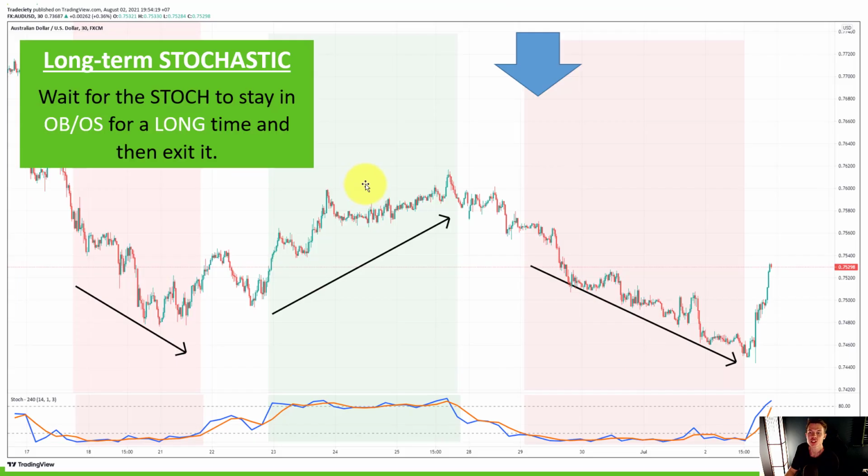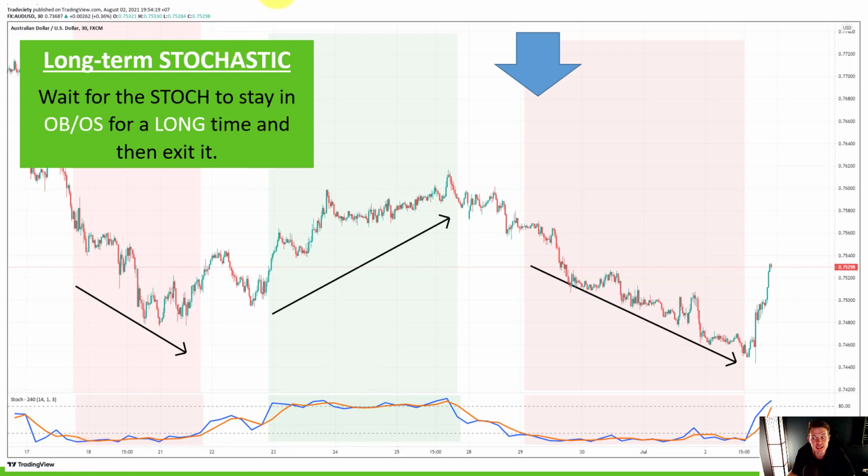The next one, which I really would recommend, but there's a little caveat, is a long-term stochastic. So here I applied the 14, 1, 3 period stochastic. We are on a 30-minute and I applied the 4-hour stochastic. And what you generally want to look for are trending markets, and trending markets are often indicated by the stochastic being oversold or overbought.